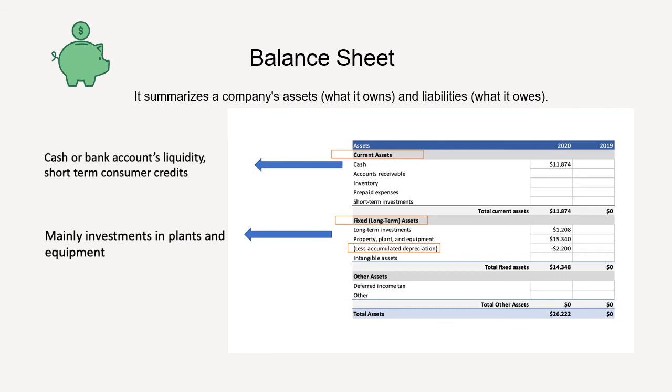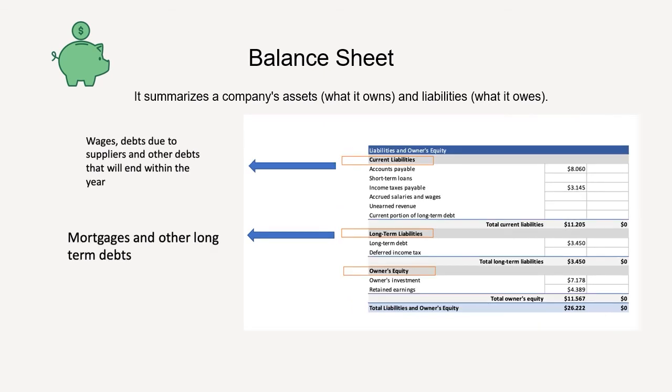is sold. Current liabilities. These include the obligations to be paid within 1 year, including accounts payable, short-term loans, income taxes payable, wages, unearned revenue, e.g. service contracts, and the current portion of long-term debt, e.g. mortgage payments payable within 12 months.